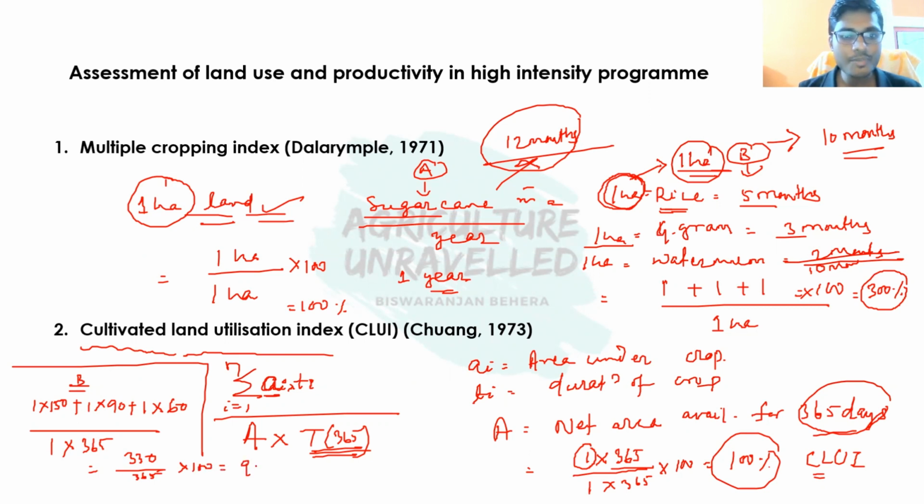which gives us around 90%. So we can see the cultivated land utilization index for farmer A is 100%, whereas for farmer B it is 90%. But if you see the multiple cropping index or cropping intensity, then farmer B has 3 times more cropping intensity than farmer A. So there is something of a mismatch. The cropping intensity is not giving us the true picture of land utilization. That is the reason why the cultivated land utilization index should also be used along with the multiple cropping index or cropping intensity for representing land utilization efficiency.